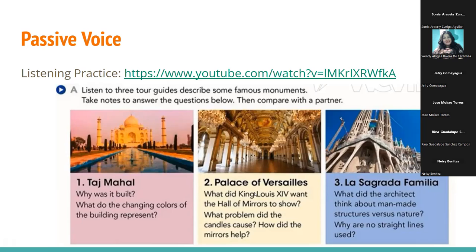Then number two, the questions are: What did King Louis XIV want the Hall of Mirrors to show? What problem did the candles cause? How did the mirrors help? And the last part of the listening is La Sagrada Familia, right? What did the architect think about man-made structures versus nature? Why are no straight lines used?